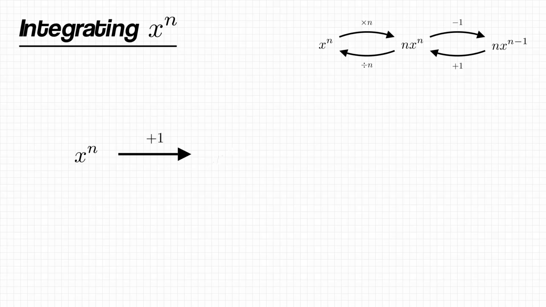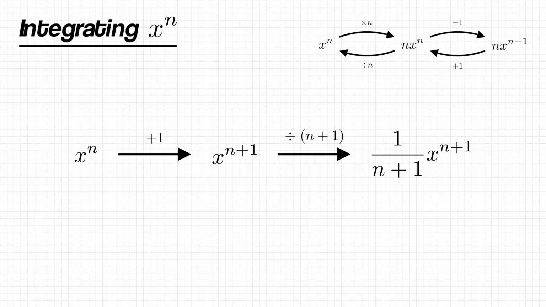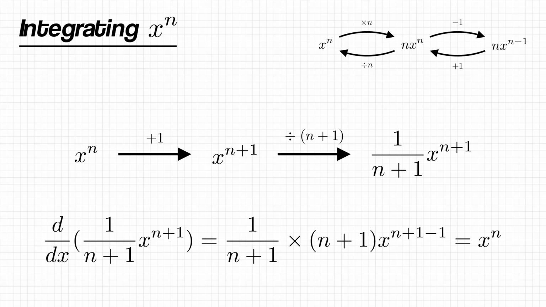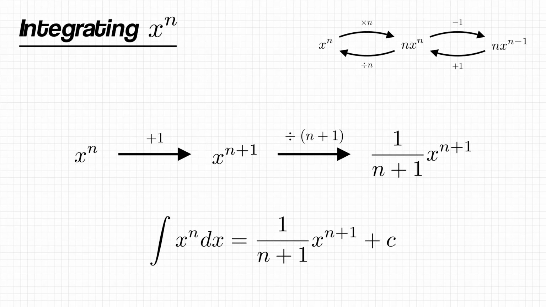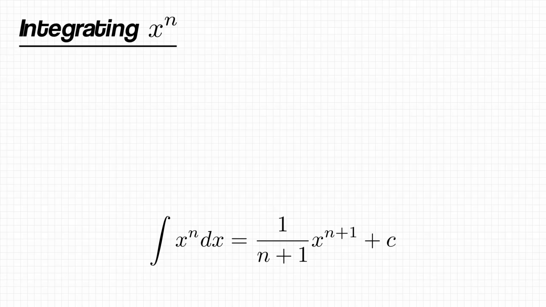First, increase the power by 1 and then divide by the power. Remember, if this is the correct result, it should differentiate back to what we started with, x to the n. So let's differentiate to check. We can see our formula checks out, but to get the full answer to our integral, we need to remember to add a constant. We can use this formula to work out more useful formulas for integrating powers of x.